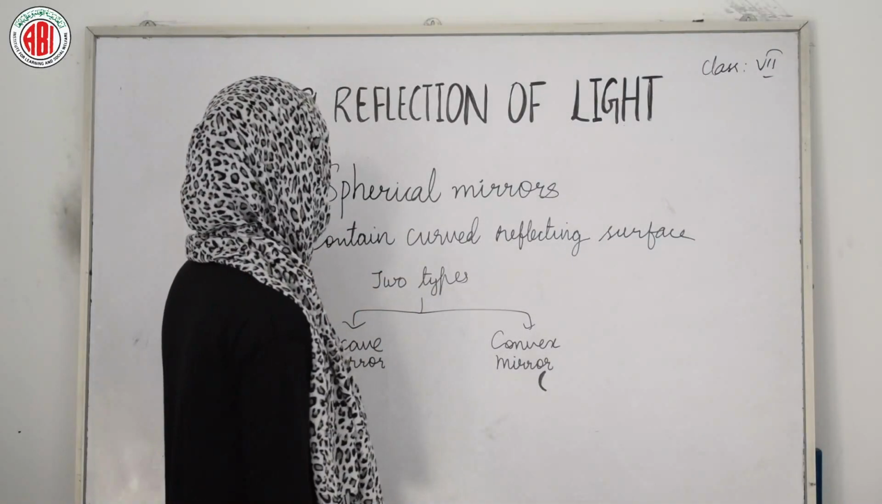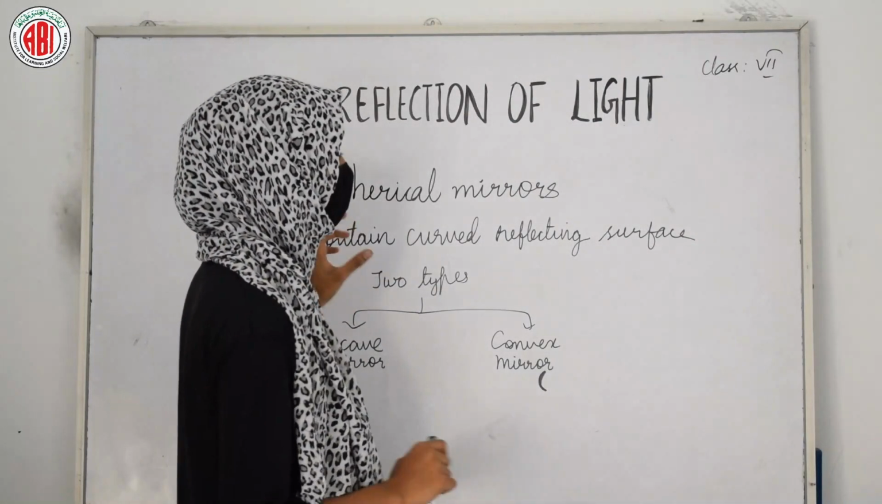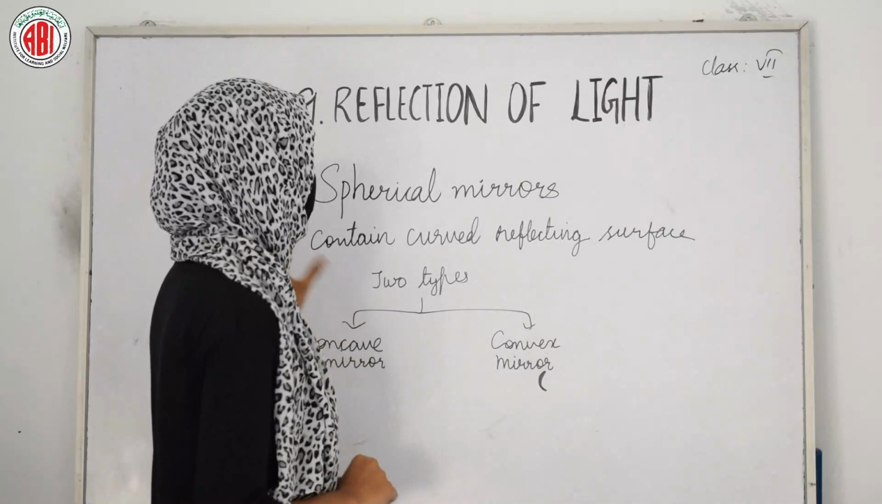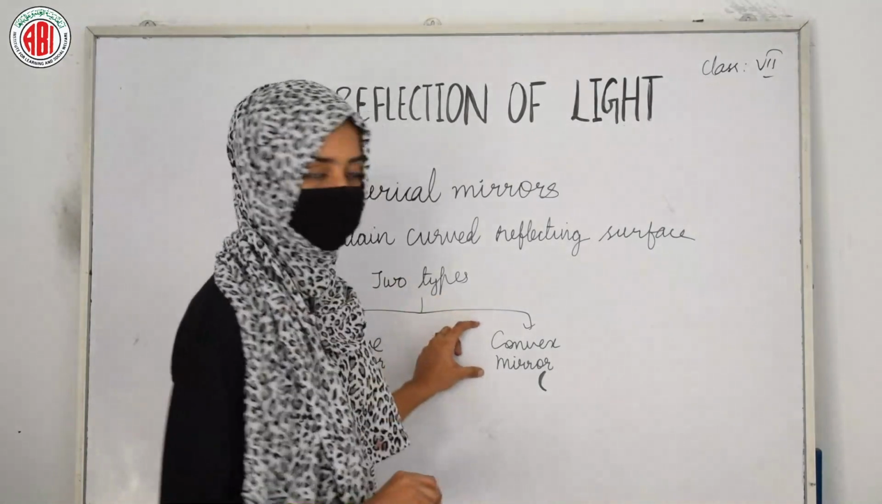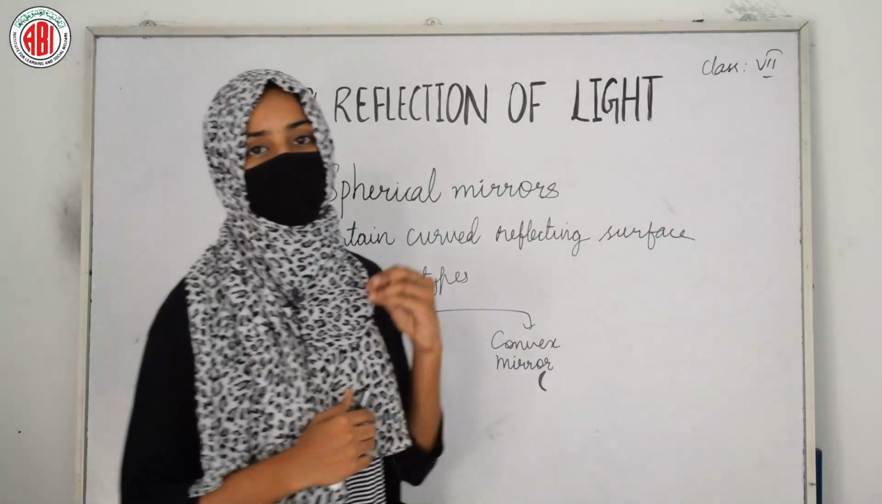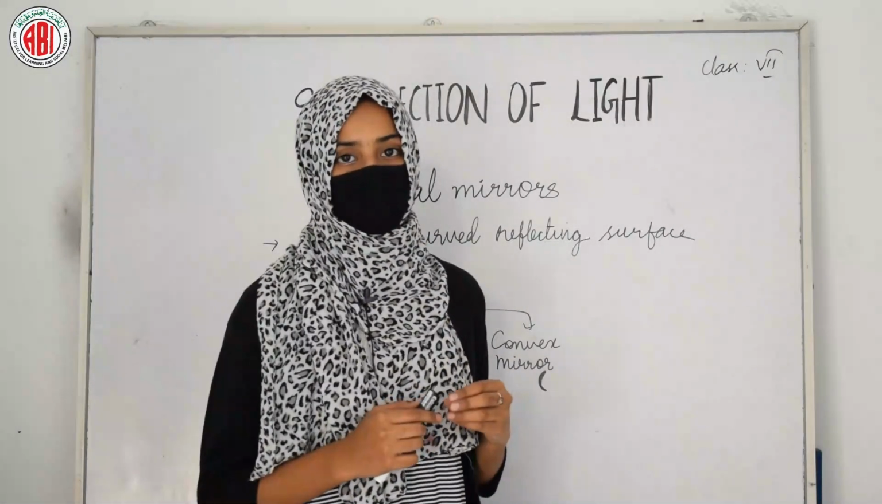Spherical mirrors are the mirrors that contain curved reflecting surfaces. And these spherical mirrors are of two types. They are concave mirror and convex mirror. Now to understand it in a better way, let us take an example.